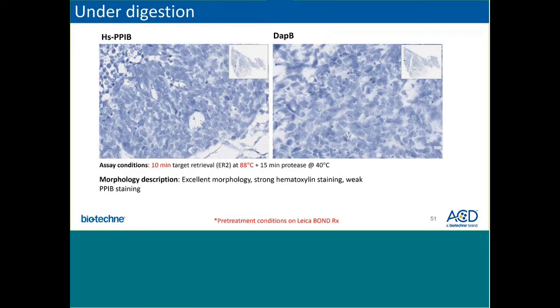In the opposite direction, here are some samples that have been under-digested. So the PPIB staining is much weaker than the first two samples, and the tissue morphology looks great, showing no signs of over-digestion. Again, these pretreatment conditions shown here are on the Glycobond RX.